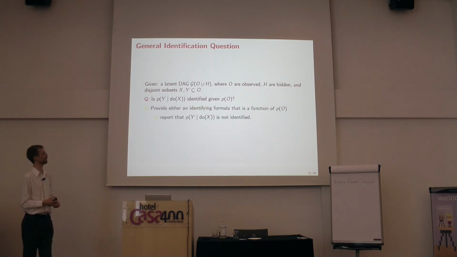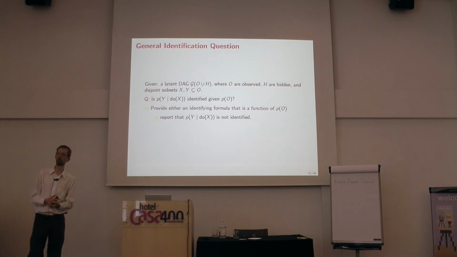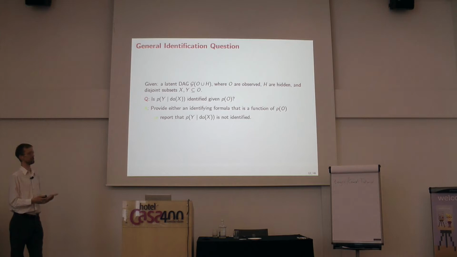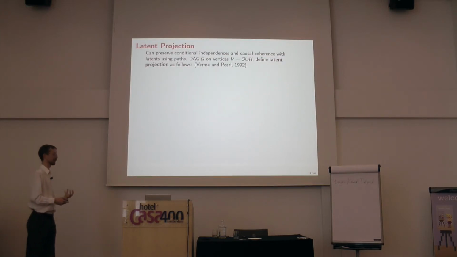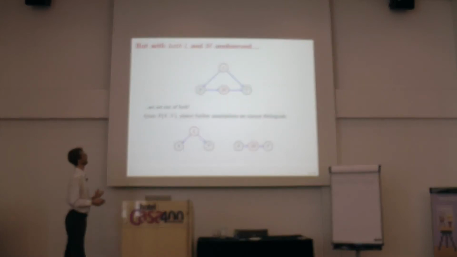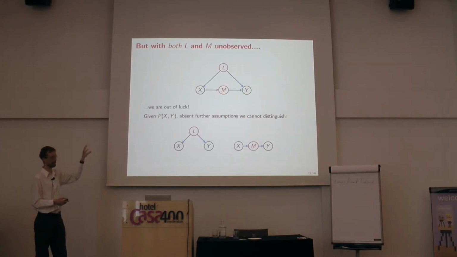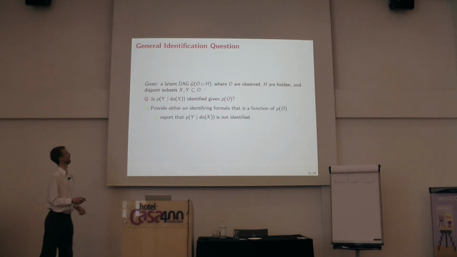And we either want to provide an identifying formula that's a function of the distribution over the observables, or report that it's not identified. Okay. I'm going to introduce a little bit of notation, because carrying around these models with hidden variables can get a little cumbersome.